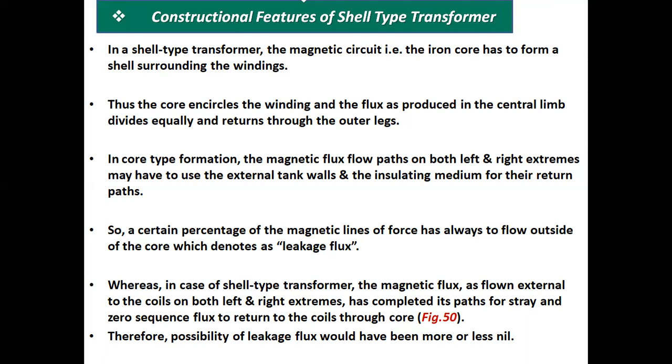Whereas in case of shell-type transformer, the magnetic flux shown external to the coils on both left and right extremes has completed its path for stray and zero sequence flux to return to the coils through the core. See the figure 50. Therefore, the possibility of leakage flux would have been more or less nil.